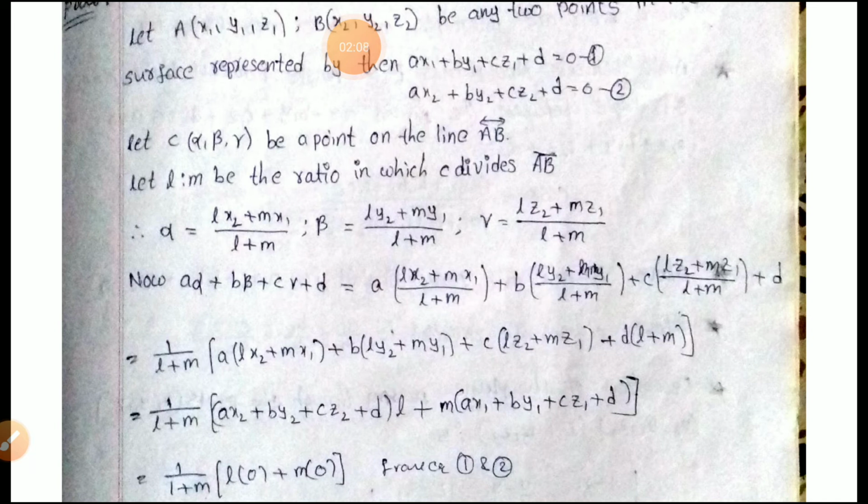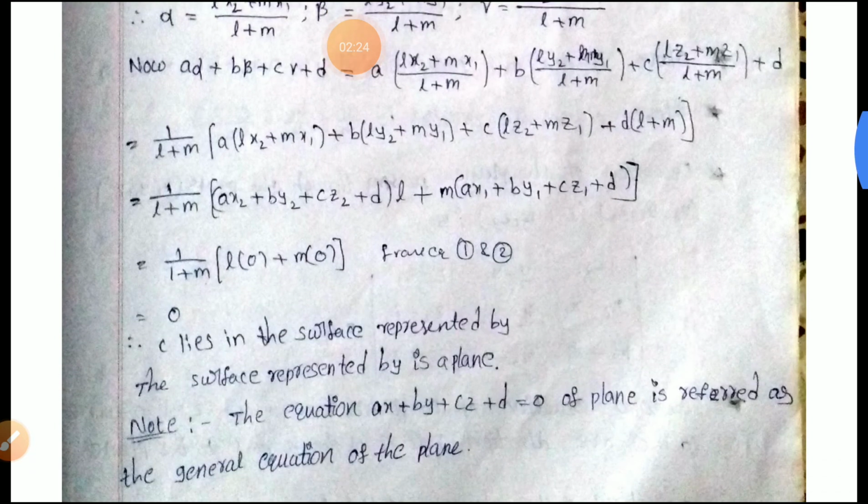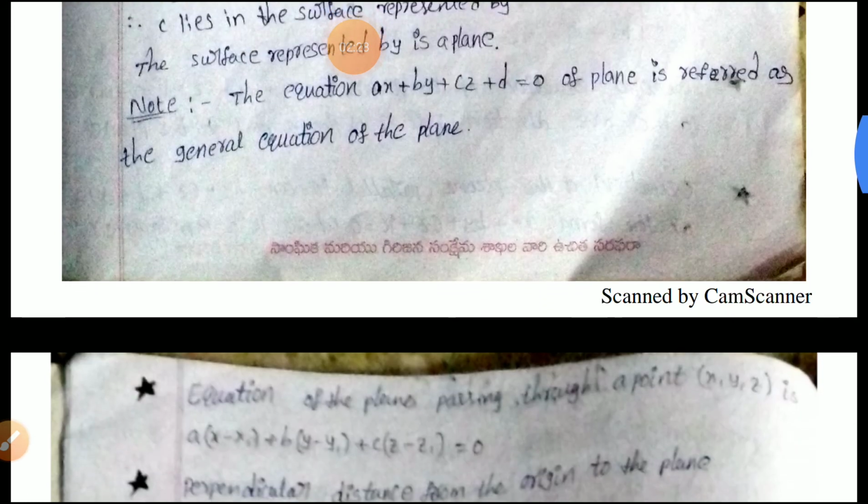That means the coordinates of the point C satisfy the above equation. Hence C lies in the plane. Thus every point on the line AB lies on the plane. Hence ax plus by plus cz plus d equal to 0 represents the equation of the plane.